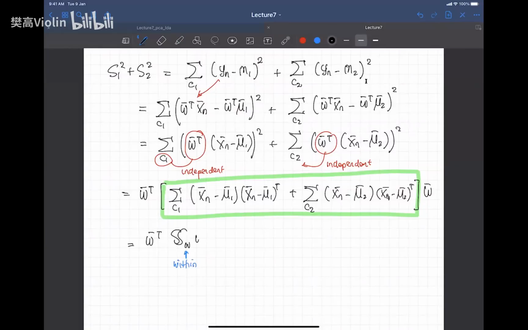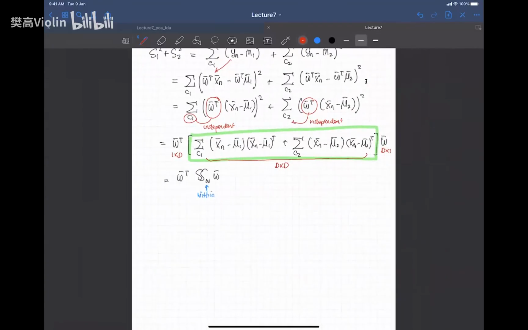Multiplied by W. So if you look at the whole thing, this one is actually 1 by D. This one is D by 1. The whole thing here is D by D. So SW is D by D.